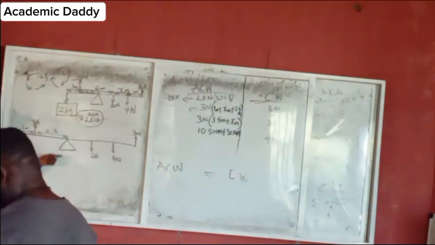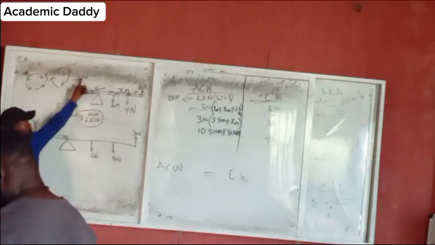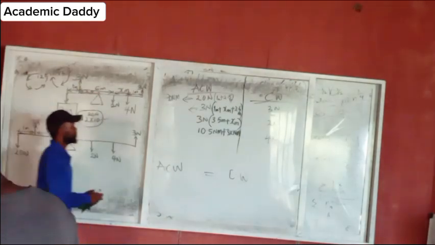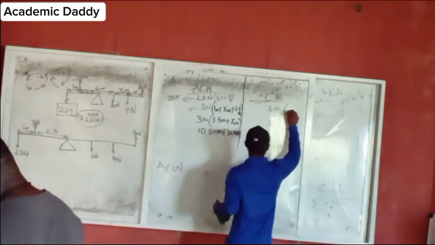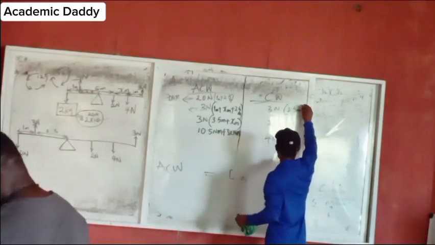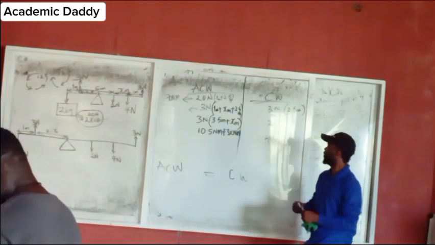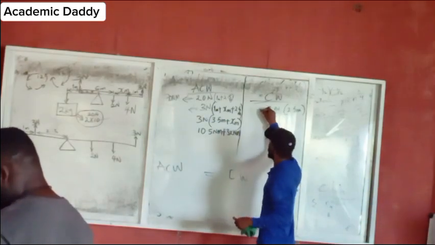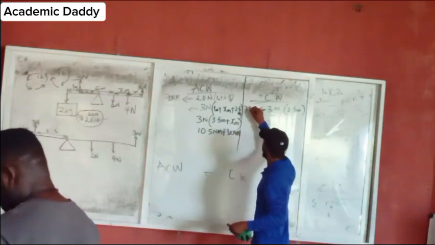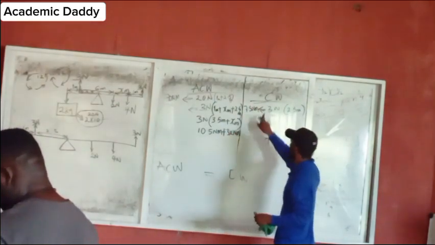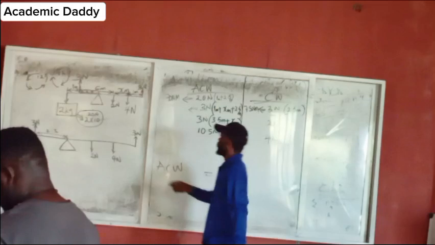If we point this now, what is the distance from this point? 2.5 meters, right? So I have 3 times 2.5 meter, which is 7.5 Newton meter. Is that good? Let's go for the next one.